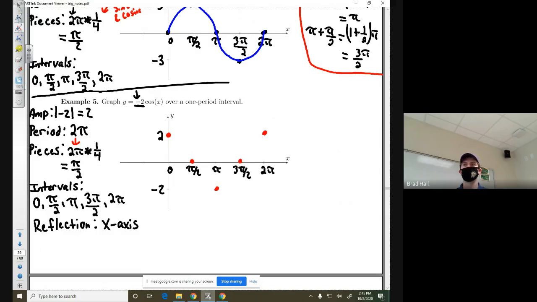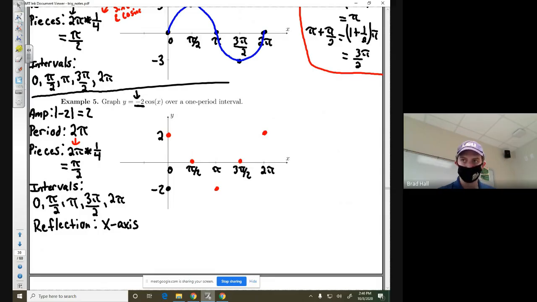So this is what you would do if we did not have a reflection. Since we have a reflection, each one of those dots is going to flip about the x-axis. So the true, I'm going to put this in black now. So the point up top now reflects down here.